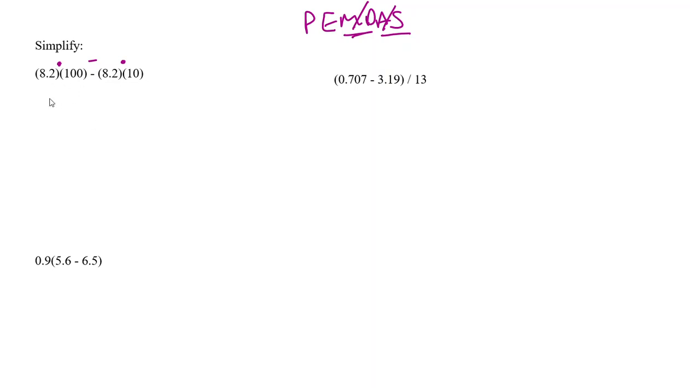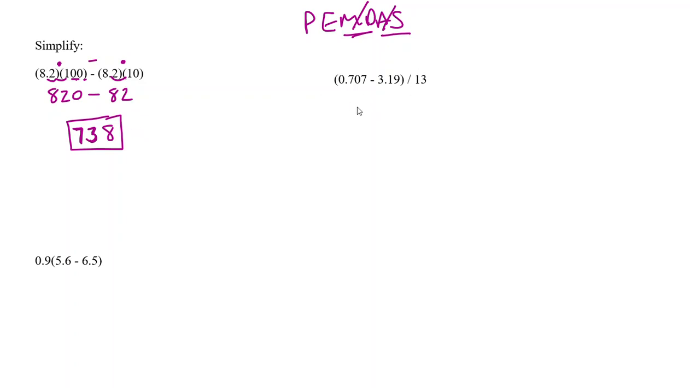So 8.2 times 100 is 820. We just move the decimal over 2 spaces whenever we multiply by 100. 8.2 times 10, move the decimal over 1 space this time, 82. So 820 minus 82, that's going to be 738. You can do that subtraction on your paper. I know you know how to do that, so I'm not going to demonstrate that one here in the interest of time.